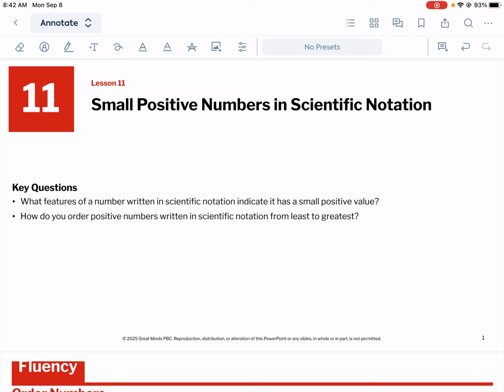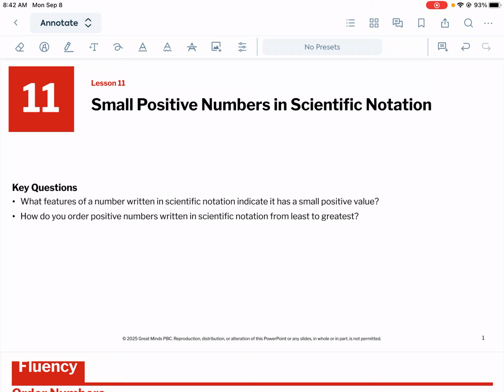I should be able to knock this out fairly quickly because we already started on this. I'm going to just run through the few things that we started and then knock out that last ordering from least to greatest problem. And then I'm going to leave you to your exit ticket. Do your exit ticket first for lesson 11 and then watch lesson 12 video. Okay?